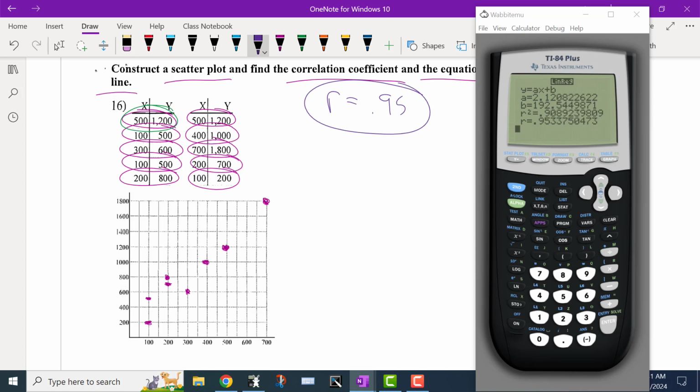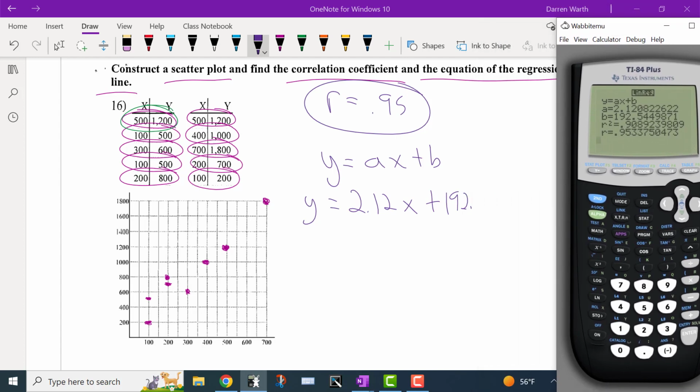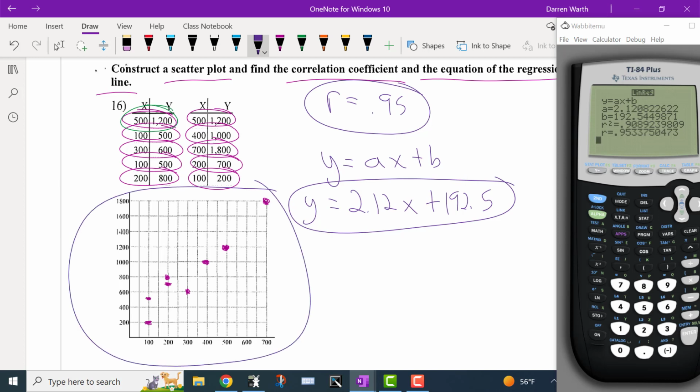So that's my R. And now my equation says Y equals AX plus B. And it tells me my A says 2.12, so I just fill that in. That's my slope, 2.12x plus my B, which would be 192.5. Slide this over just a little bit. And so that would be my equation, and that would be my correlation coefficient. And this right here is my scatter plot.